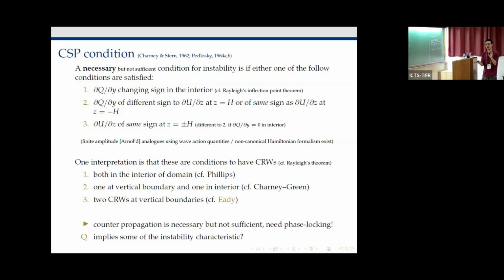This is somewhat consistent with the fact that these are necessary but not sufficient. You need counterpropagation, but just because you have counterpropagation does not necessarily give you instability. You need phase locking as well. And because of this, you would immediately imply the Eady modes are going to be deep, because the perturbation is all through the whole domain. Whereas the Charney-Green problem would have more vertically limited disturbances, which is actually known for the Charney-Green problem.